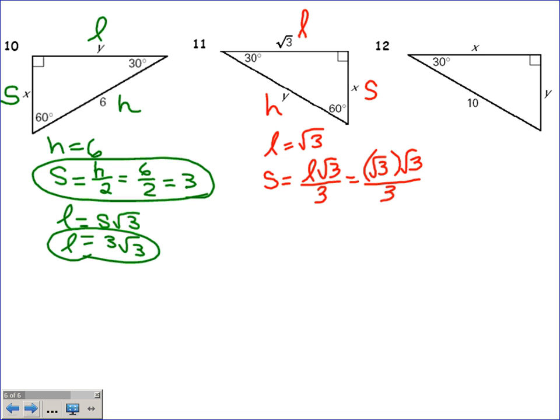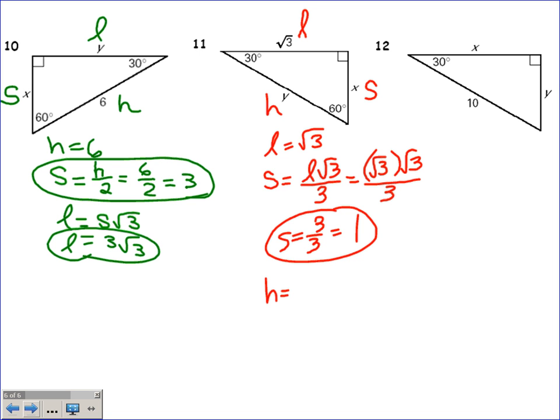This is probably where people get lost sometimes. So just make sure this makes sense. The long side is the square root of 3, so I'm just going to put the square root of 3 wherever I see L. Square root of 3 times square root of 3 is on top. 3 is on the bottom. What's square root of 3 times the square root of 3? 3. So I have 3 divided by 3. 1. Okay, so our short side, let me just write this. Short side equals 1. What do I still need to find?